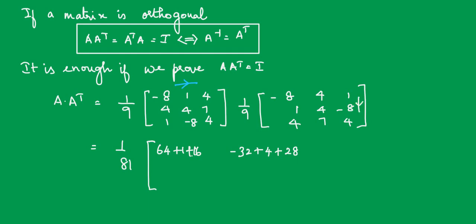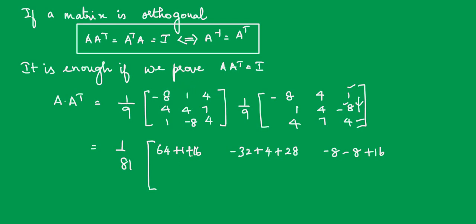Next, first row and the third column. Minus 8 into 1 gives us minus 8. 1 into minus 8 gives us minus 8. 4 into 4 gives us 16. So the first row and the last column element is over.